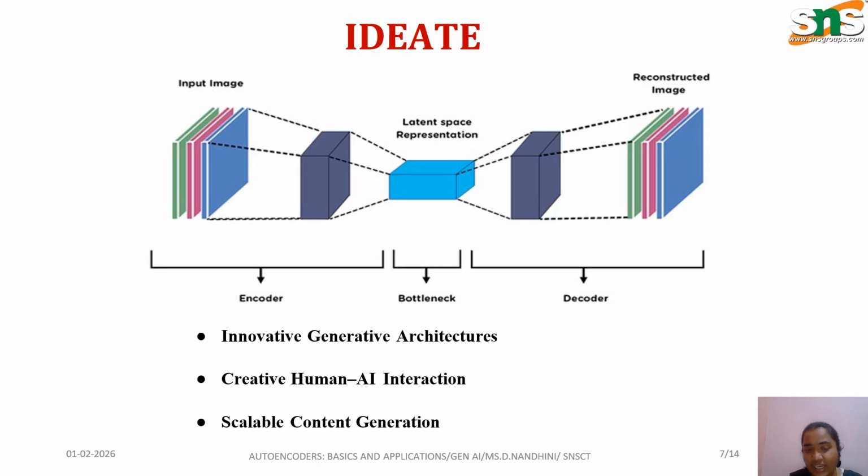Next is ideate, generating a solution. Here, we generate a solution by learning meaningful features. The encoder learns compressed features. The decoder reconstructs the original data. Different variations handle different data issues. Ideas generated: image denoising, data compression, and feature extraction for classification of data. This ideation involves generative architecture, human AI interaction, and scalable content creation.